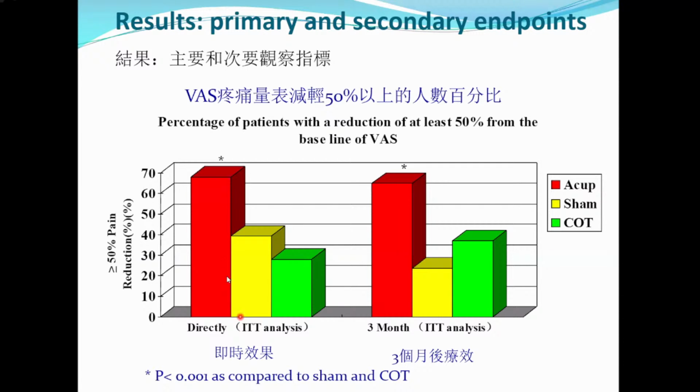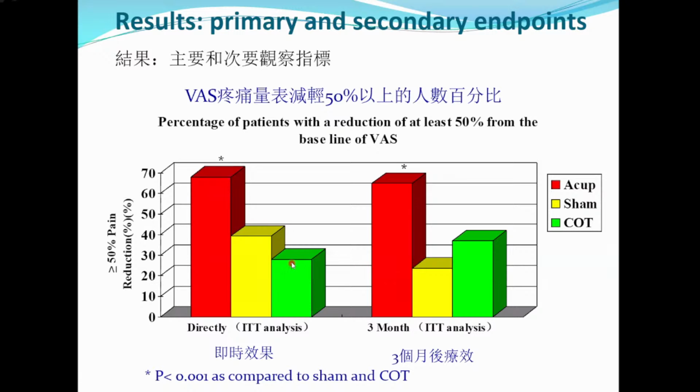"Direct" means right after treatment, after 15 treatments, they measure pain. If the patient has 50% pain reduction, they count towards this bar. You can see after treatment, almost 70% of patients had 50% pain reduction. Sham acupuncture had less than 40%, and the green, conventional orthopedic therapy, had less than 30%.